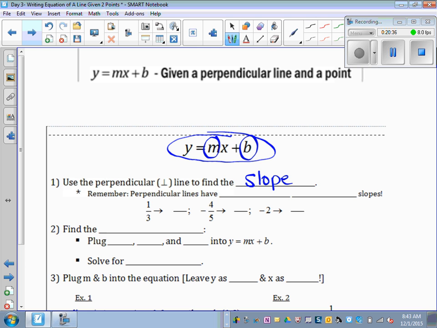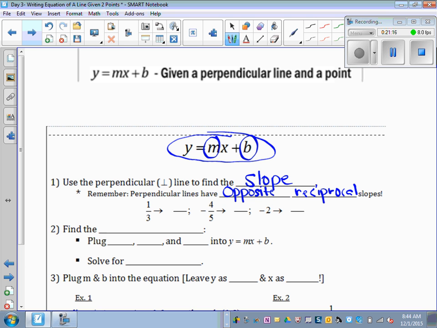Perpendicular lines, anybody know what the slopes are for perpendicular lines? Opposite and reciprocal. So perpendicular lines have opposite, reciprocal slopes. So they have flip and flip. Opposite just means you switch the sign. If it's positive, it becomes negative. If it's negative, it becomes positive.